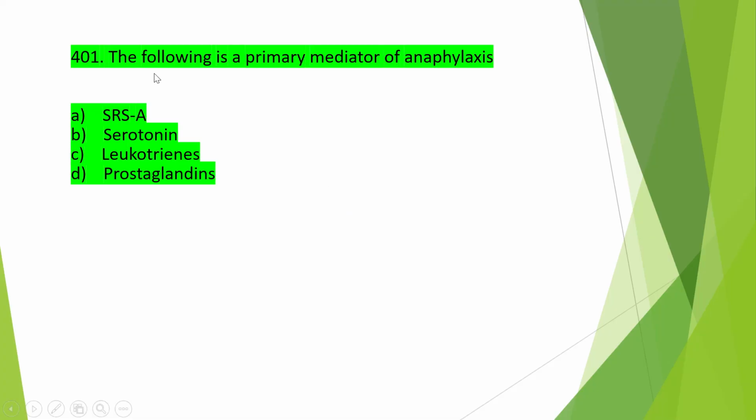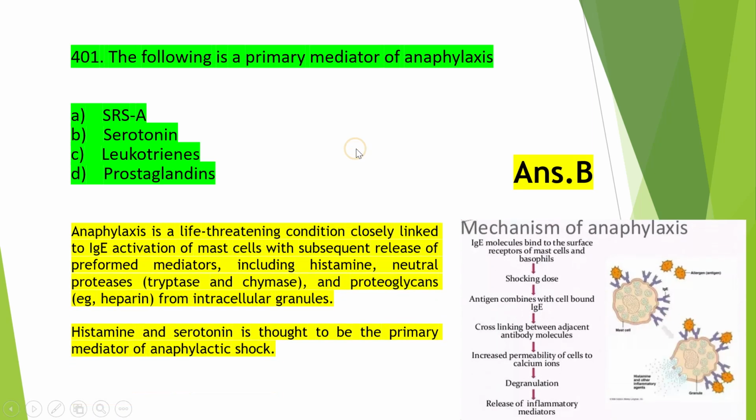The first question is: the following is a primary mediator of anaphylaxis. The options are SRS-A, serotonin, leukotrienes or prostaglandins. The right answer is option B, that is serotonin. So serotonin is the primary mediator of anaphylaxis.